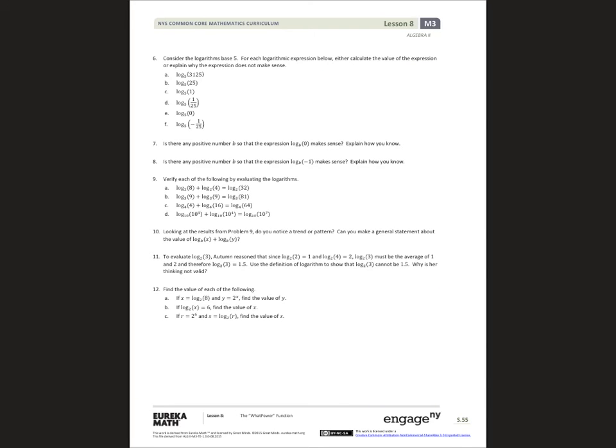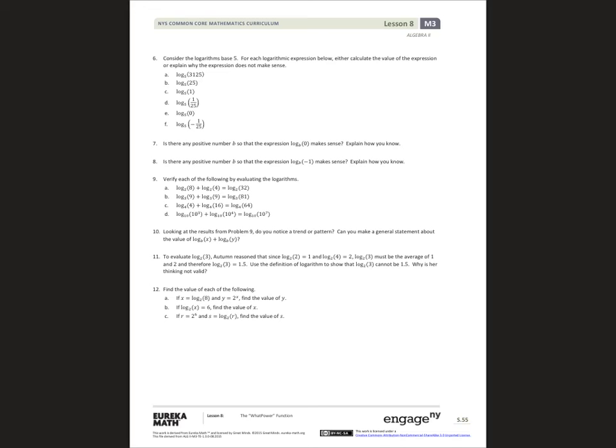All right, so again, this is all optional, like probably 6 you want to skip over. 7 and 8 are really good thinking questions because that's why we're here in Honors Pre-Calc. Number 9, we are going to talk a lot about the properties of logarithms.